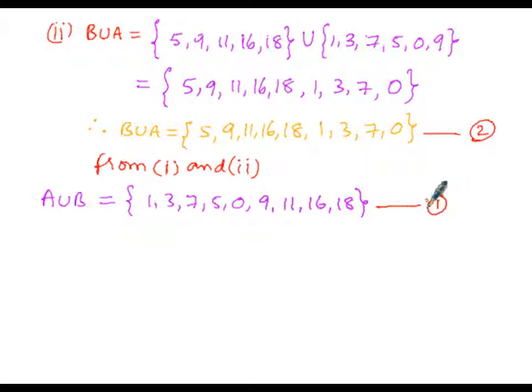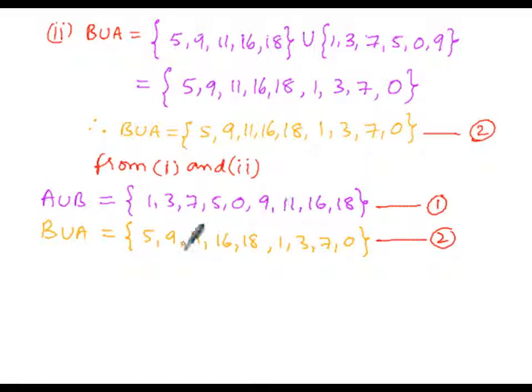Then now here the second one is B union A. The elements of this set are 5, 9, 11, 16, 18, 1, 3, 7, 0. So these are the elements which use the second equation. So let us observe the first and second, that is, the right hand sides of the sets A union B as well as B union A.